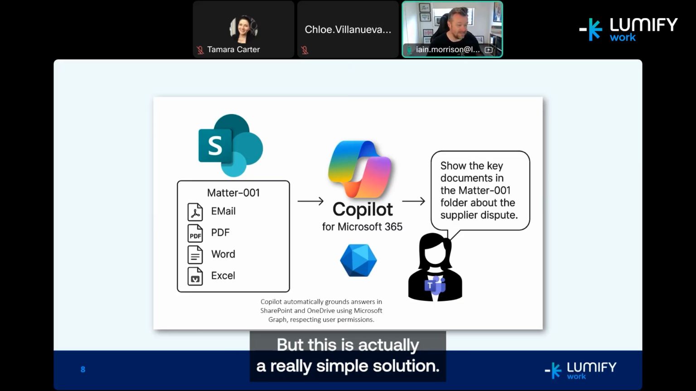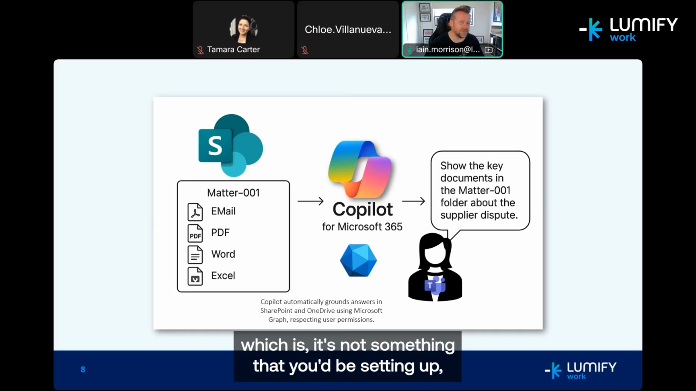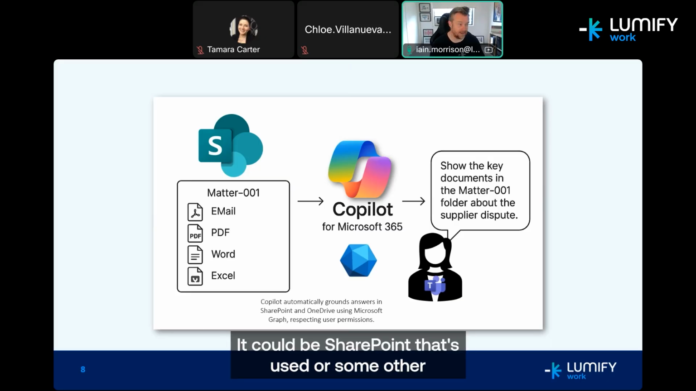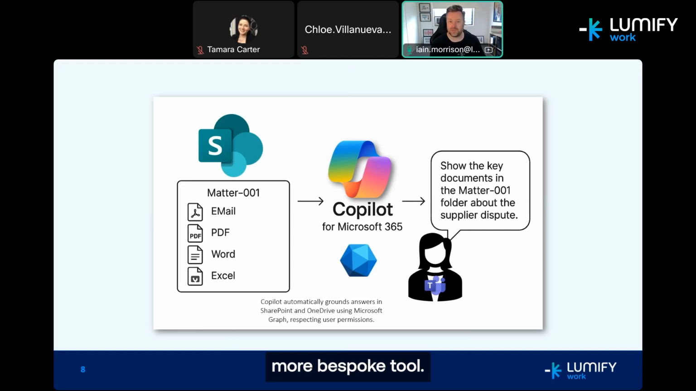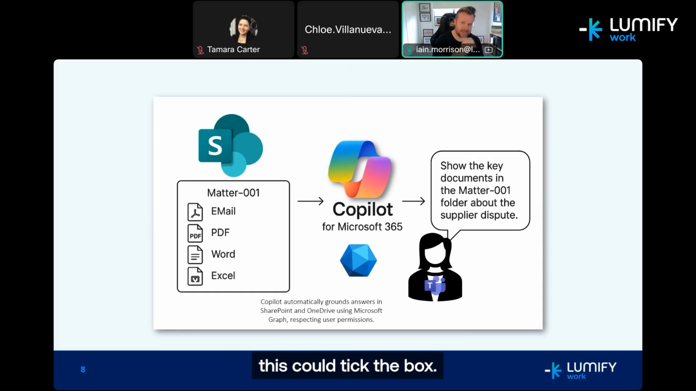But this is actually a really simple solution. Aside from Graph, which is not something that you'd be setting up, it'd be running. We'd just be connecting to it from Copilot. Aside from that, this is largely all done through Copilot. Again, I would think of Teams as a good way to expose that. It could be SharePoint that's used, or some other more bespoke tool. Now, with the goal of coming up with a solution fast, this could tick the box.